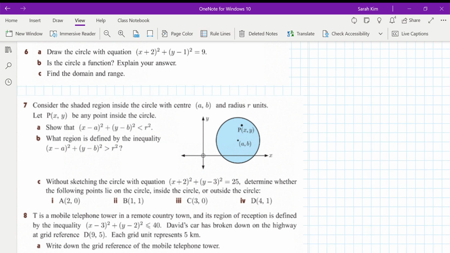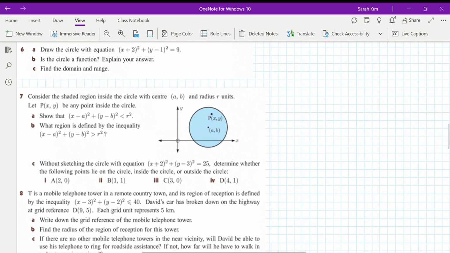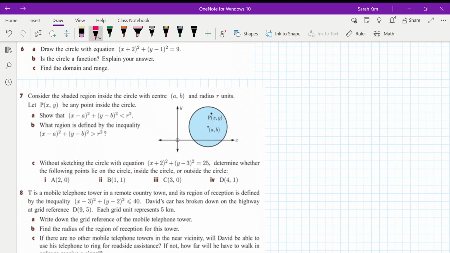Alright, let's try this question. Question 6. I'm going to go from A. So draw the circle with equation blah blah blah. So looking at that, I can write my A and B. So my A is -2, my B is 1, and my R is, that's R squared. So you hopefully know that R is 3 because you square root the number.